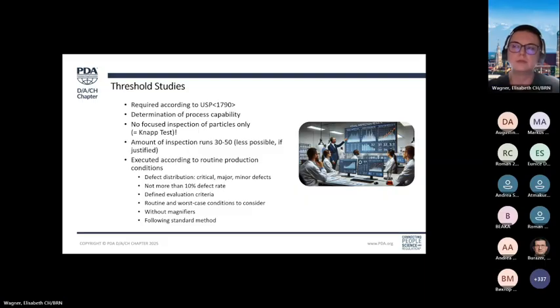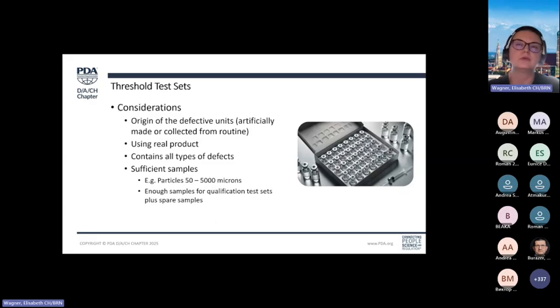And coming from what you have to consider for these test sets to know your process capability, the defective units you use in these threshold test sets are hopefully not only artificially made, but also representative of routine manufacturing defects. Real product should be used because you want to see particles or particle behavior in the real product, and operators should be trained and qualified with real product.